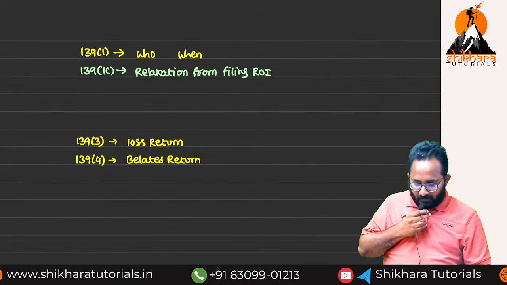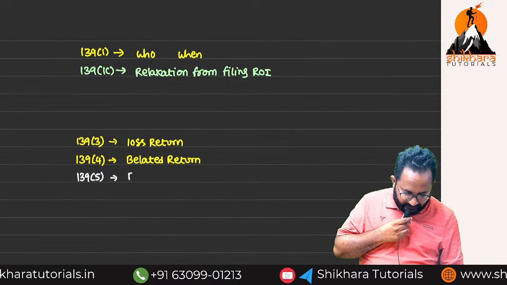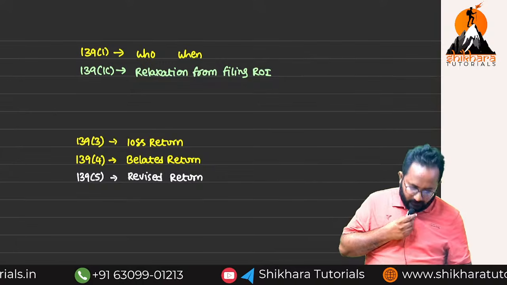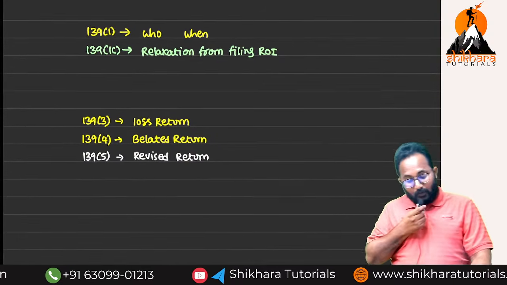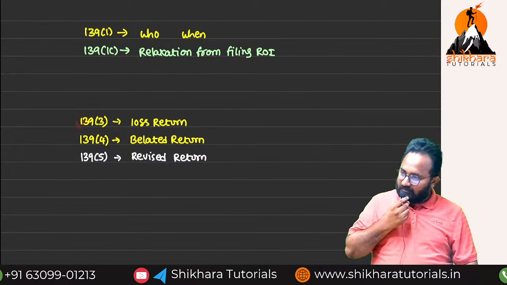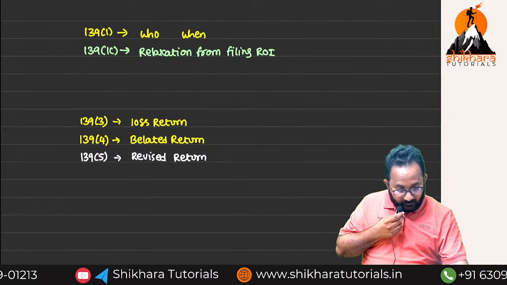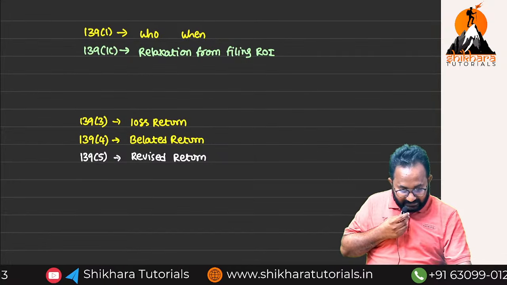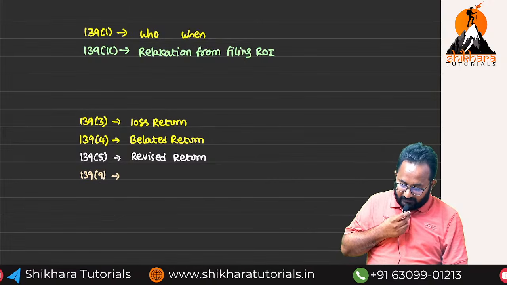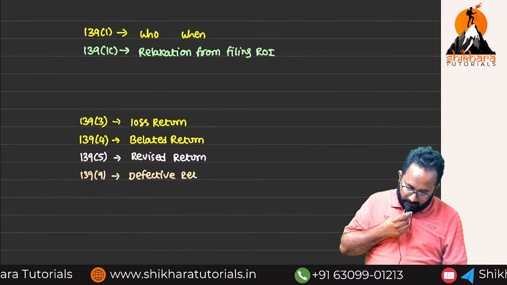Next, we discussed one more, that is 139.5. What is that? Revise return. So a few more types of returns are there. Original return done, loss return done, belated return done, revise return done. Next one, defective return, 139 subsection 9. What is that? Defective return. We'll discuss it tomorrow.